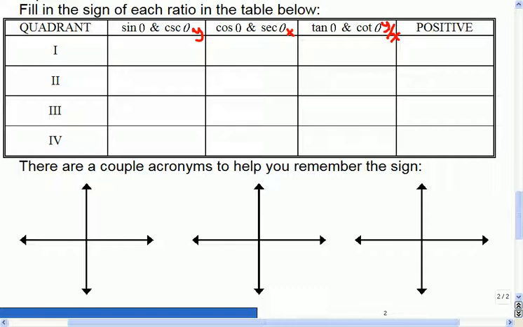So in quadrant 1, if we're thinking of the y coordinates, will sine and cosecant be positive or negative? Positive. They're going to be positive because y is positive. Okay. How about the x coordinate in quadrant 1? Positive. It's also positive, yeah. So tangent is positive divided by positive, so all of them are positive.